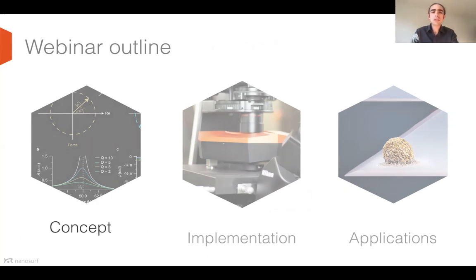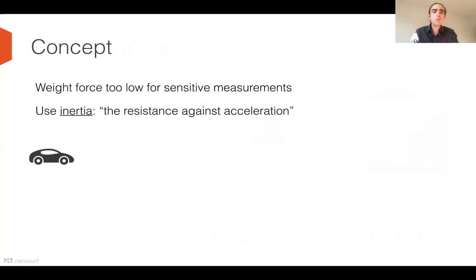So let's start with the concept. If you want to measure the mass of yourself, typically what you do is step on a scale, on a balance. This is basically measuring how much gravity is pulling you down onto that scale, and basically measures the weight force. Now, this concept is quite handy for things that are our size or bigger, but it doesn't scale that well.